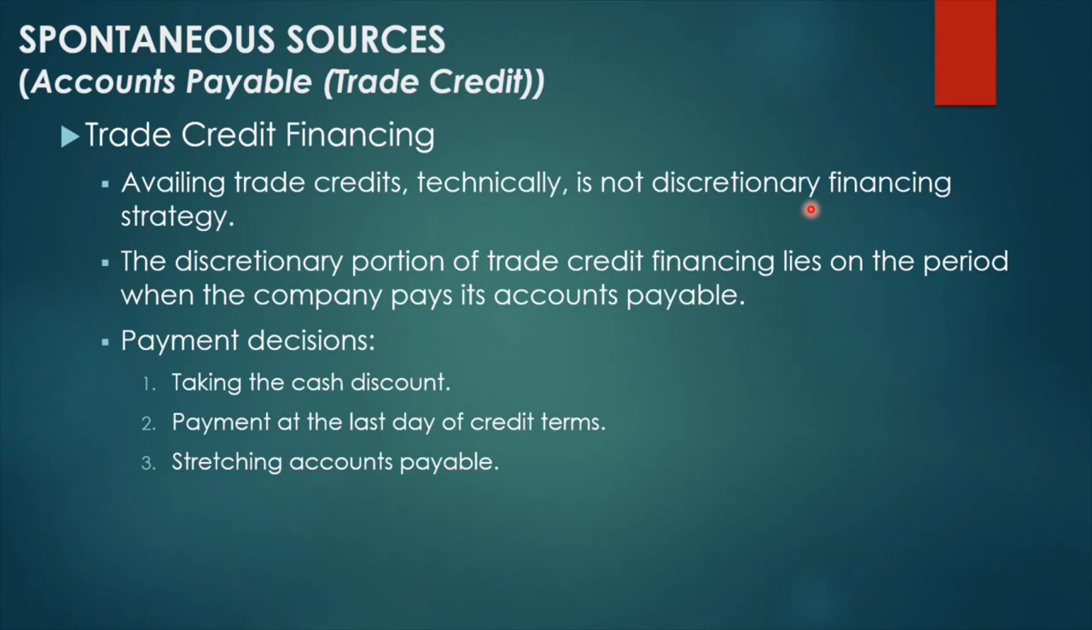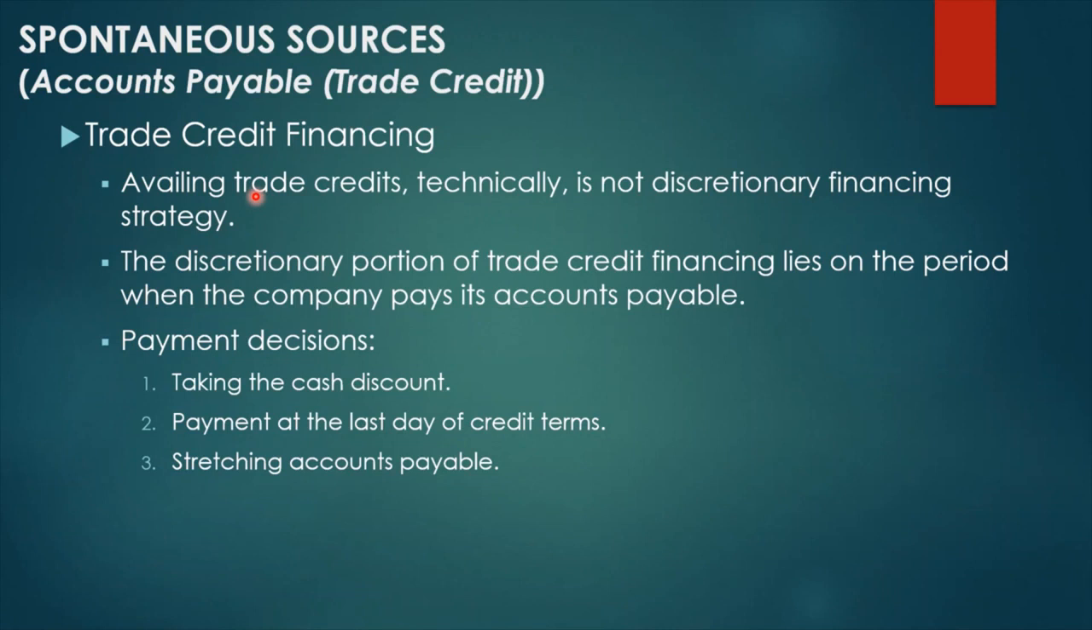Hindi mo maiiwasang mag-avail ng trade credits. Hindi mo maiiwasang magkaroon ng accounts payable. Hindi mo choice yan. Sadyang mangyayari yan kapag mag-ooperate ka ng business. Kaya nga, hindi discretionary financing ang pag-avail ng trade credits, kasi ang source niya is yung normal operations ng business mo. Para hindi ka makabilang trade credits, hindi ka mag-ooperate ng business mo. Na kapag hindi ka mag-ooperate ng business mo, anong sense na nagtayo ka pa ng company?